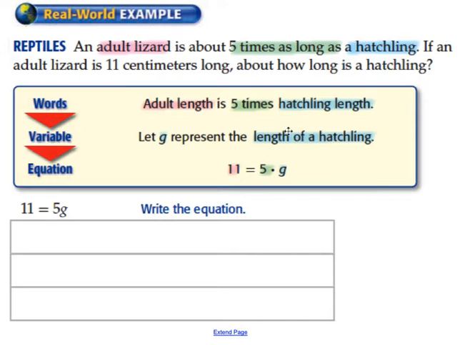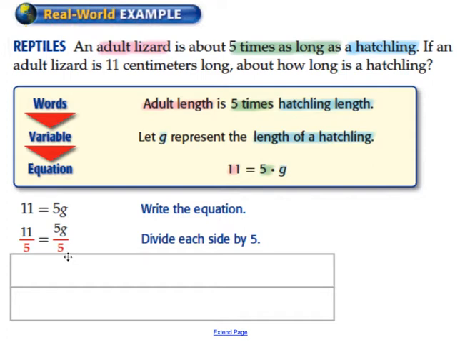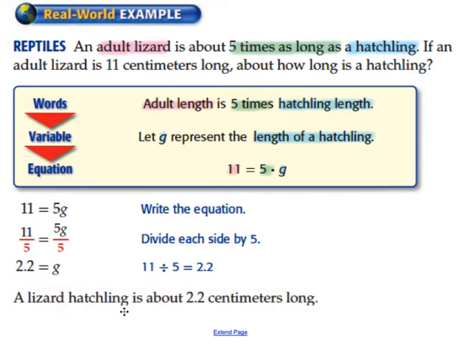I have no idea why they chose the letter g. You can pick what you want. So if that's our equation, how do we solve that? Well, remember, we're trying to get the letter by itself. It's being multiplied by 5, so we do the opposite operation, divide by 5. Those 5's cancel each other out, and I get g equals 2.2. So that tells us the lizard hatchling is about 2.2 centimeters long.